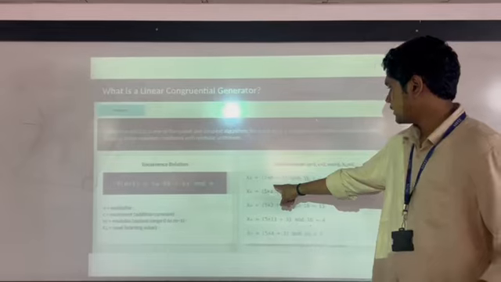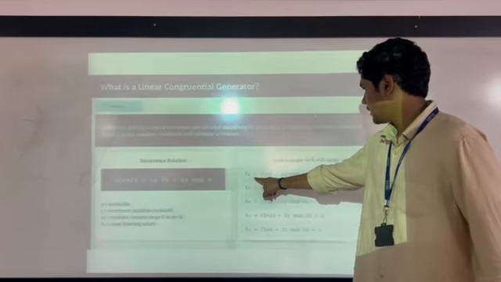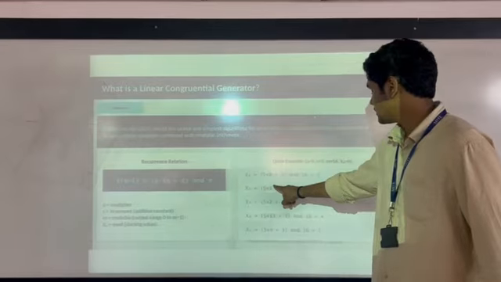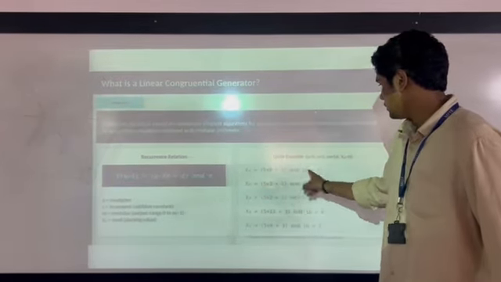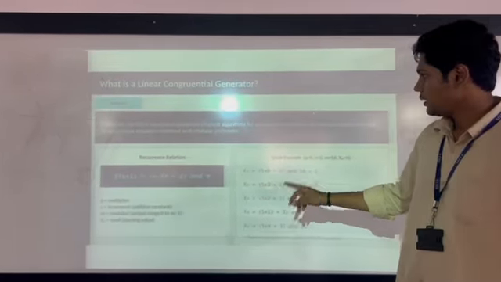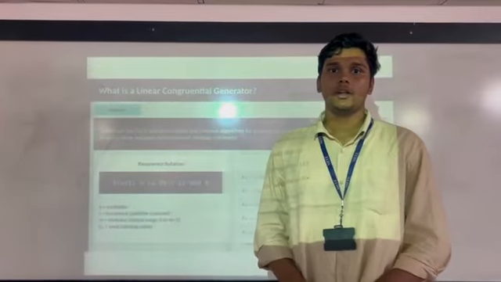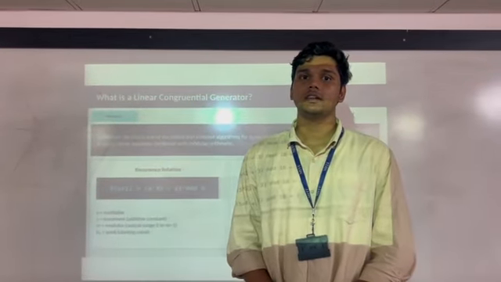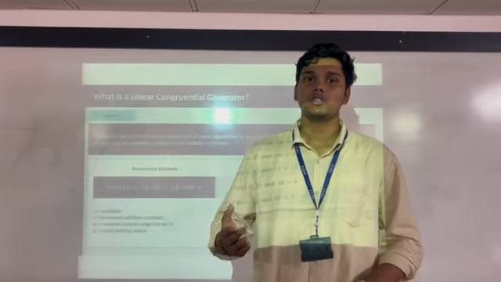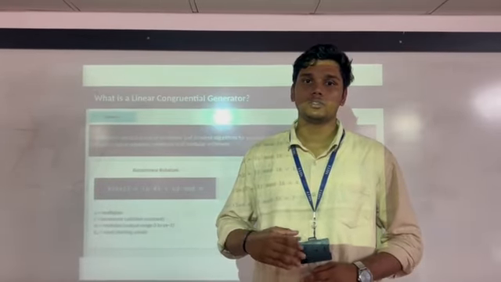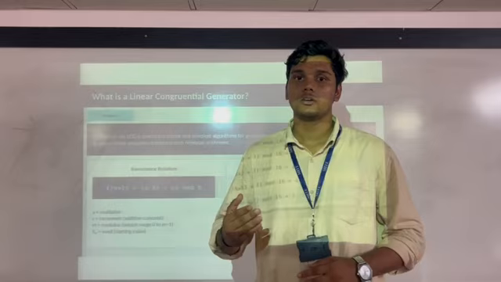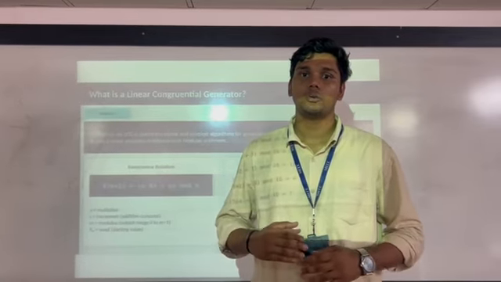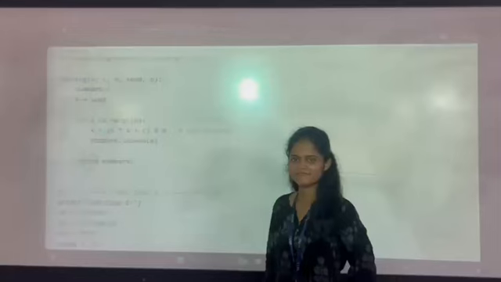Here we apply the formula to get x1. After we get the answer for x1, we apply this answer to xn, and in the same way it continues. The quality of the random numbers depends heavily on the choice of these parameters. The key concept here is the period, which means how long the sequence runs before repeating itself. A good LCG should have a full period, meaning it generates all possible values before repeating.